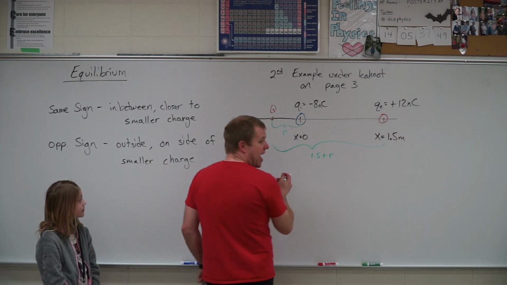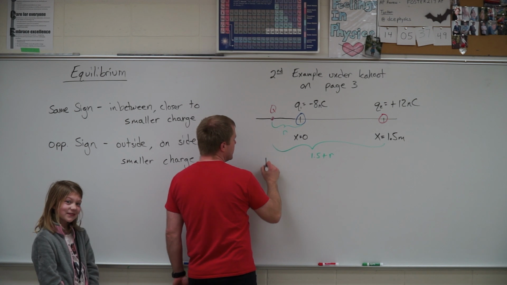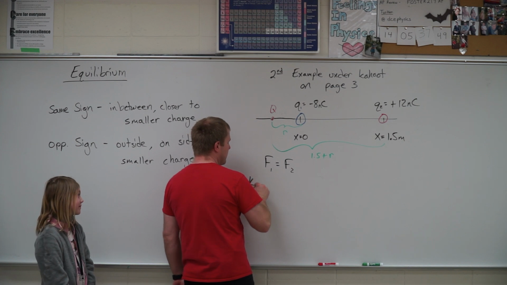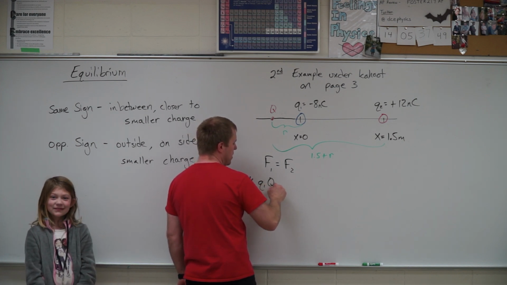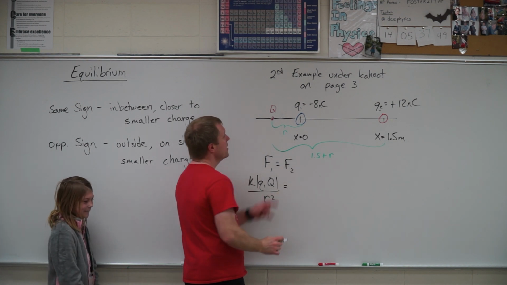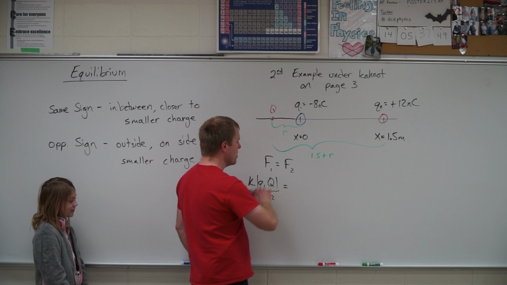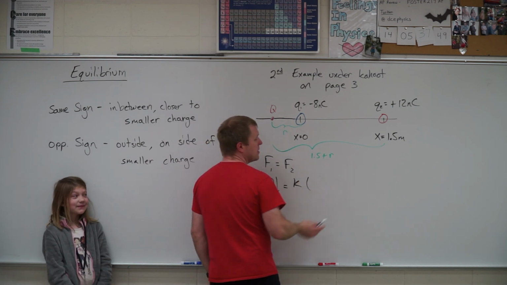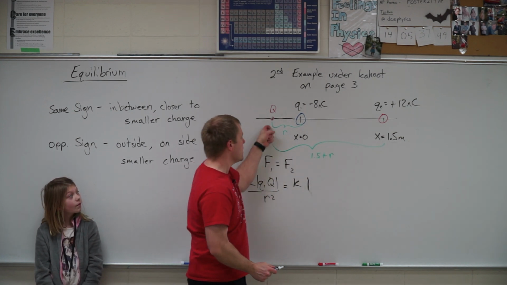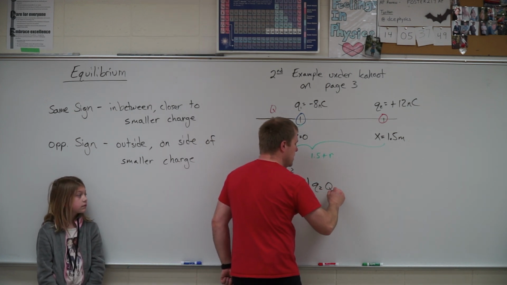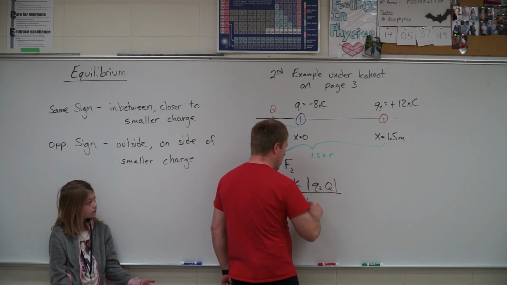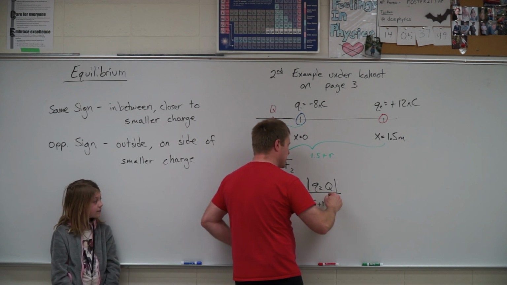So here we go. I have the two forces having to be equal, F1 equals F2. We set it up so we have K times Q1 times our capital Q, again with those absolute value signs, divided by r squared, because that's how far Q1 is from our test charge. We then come over here, we have K times the absolute value of Q2 times Q, divided by that distance, 1.5 plus r, quantity squared.